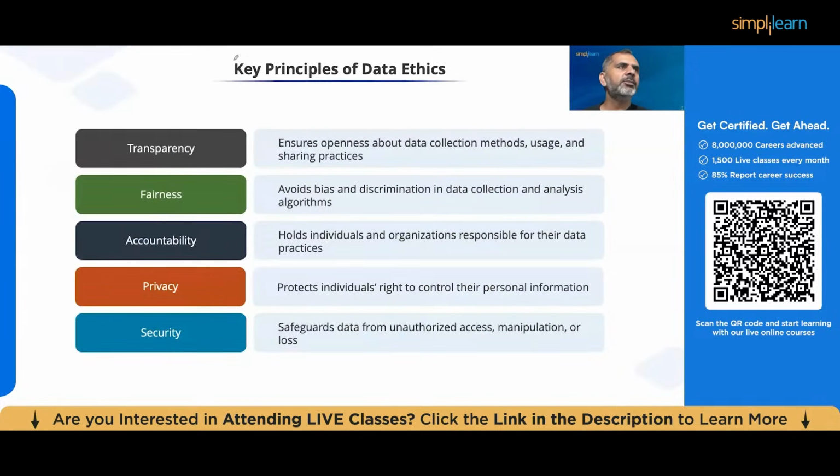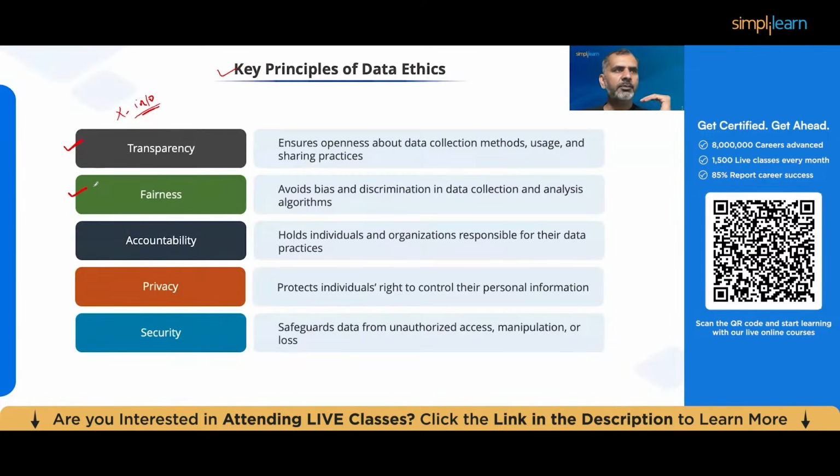So let's first understand the key principles of data ethics. As I said, the very first principle is transparency, which means you have to ensure openness about data collection methods, storage, and sharing practices. Whenever you collect data, you need to be very transparent. If I'm collecting X information of any user, I have to make it very transparent how I am going to collect this information, where I am going to store it, what the uses of that information will be, and if that information is shared with any third party, what the sharing practices are. You need to be very clear while collecting the data. You need to be very transparent.